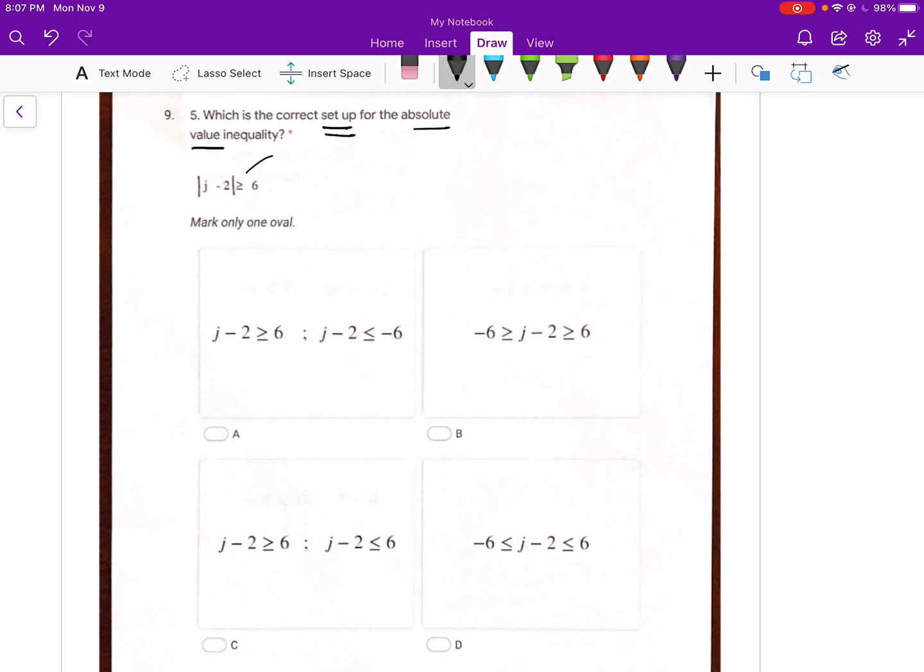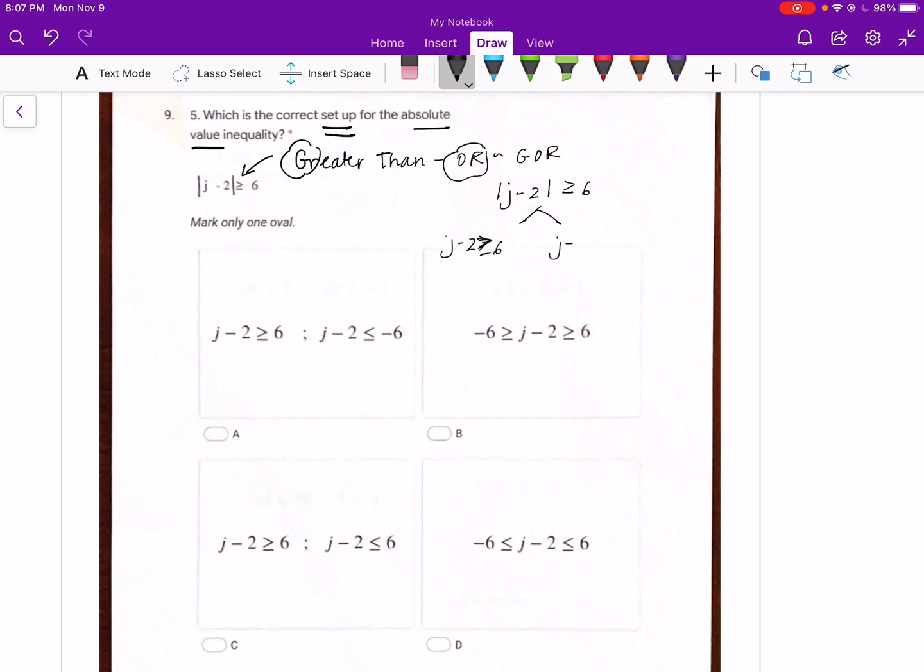Okay. Number 5, which is the correct setup for the absolute value inequality? So now this is a greater than. So if it's a greater than, it gets set up as an or. I like to remember them as gores, you know, like blood, guts, and gore. So that means I'm going to set it up as an or. So I take my original, and the rules for this is you're going to split it into 2. First one, you just drop the absolute value signs.